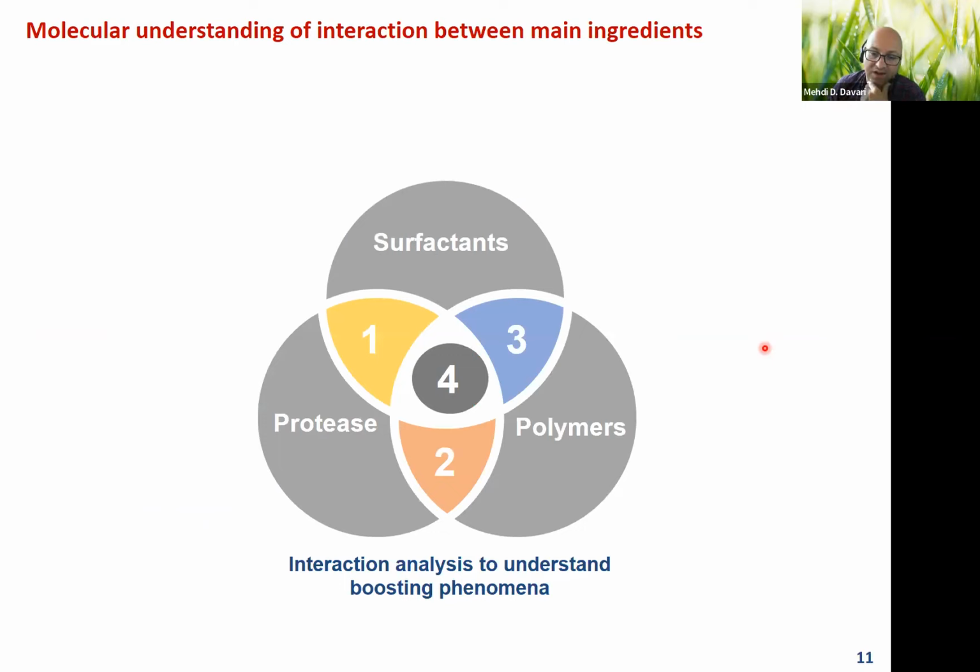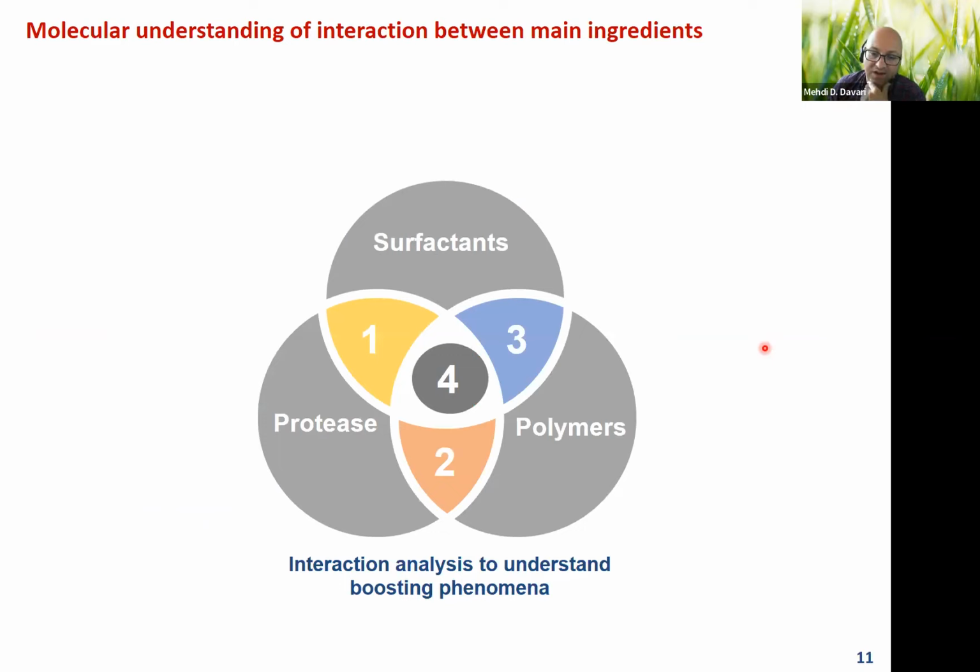So now let's look at the second system. As I mentioned, the second system is protease and polymer. So we titrated our system. We had the protease and surfactant, and then we tried to increase the concentration of one of the polymers. As you see here, for 2 surfactants, we see that in the presence of polymer, we have much more cleanness on the cotton.